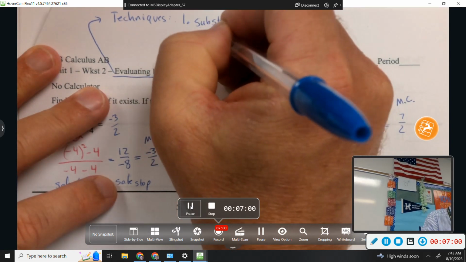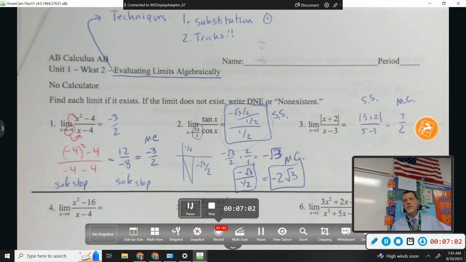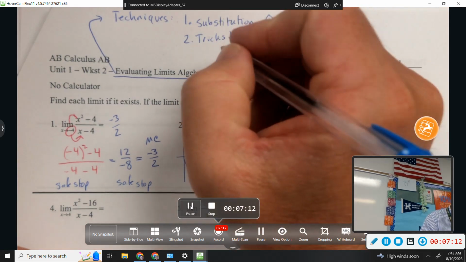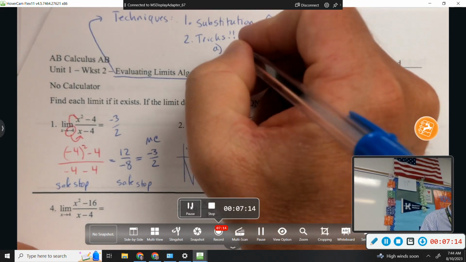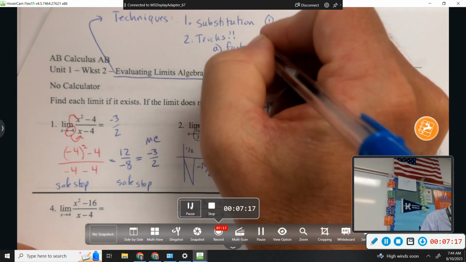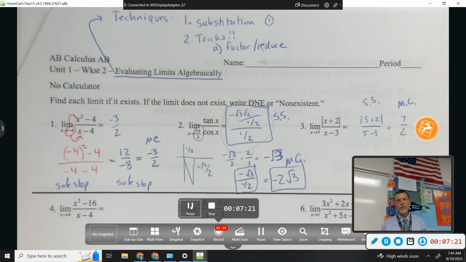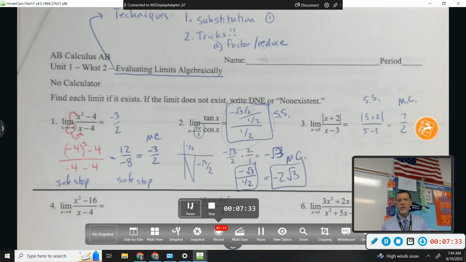There's some tricks we have to know. That's the official math term for the second type of problem here, these tricks. And there's 3 different types of tricks. I guess the good news is it's usually pretty obvious which trick to use. So one trick is factor and reduce. So you peek ahead on the worksheet at number 4, say. That looks like a factoring and reducing type problem.